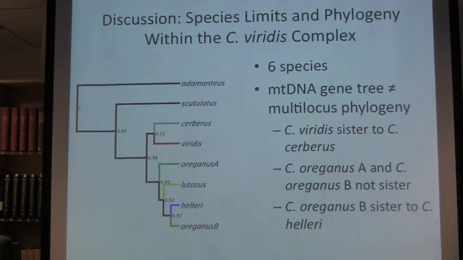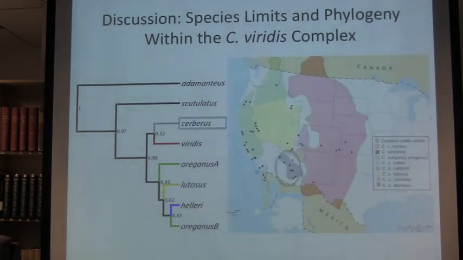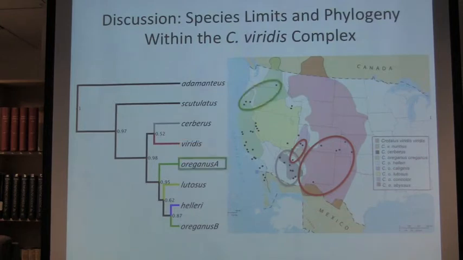So let's look at these 6 species on the range map once again to get an idea of where they're falling. We first see Crotalus cerberus, sister to Crotalus viridis here. Next, our Crotalus origanus A represents samples just from Oregon and Washington. Crotalus lutosus, even though I had a large sampling gap in the center of this range, all of these individuals fell into a strongly supported mitochondrial clade. Crotalus helleri here is found to be sister to Crotalus origanus B.